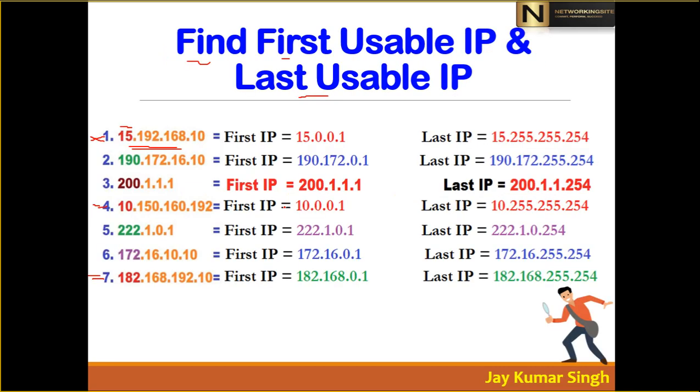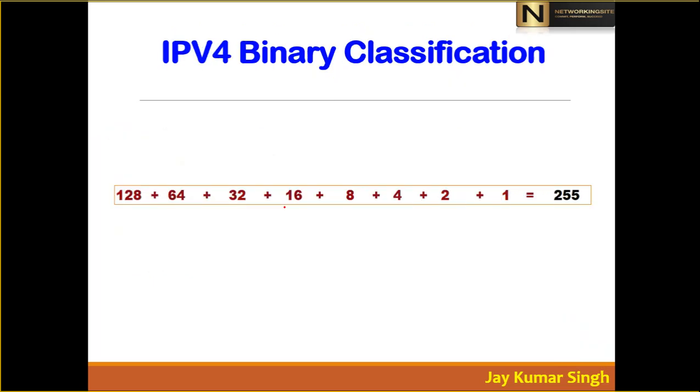Now IPv4 binary classification. Binary classification means, as you know, that in IPv4 we use decimal numbers. We write 192, 254, like that. But computers understand those IPs in binary language, 1, 0, 1, 1, 0, 0, like that. So how do we convert a decimal number to binary?